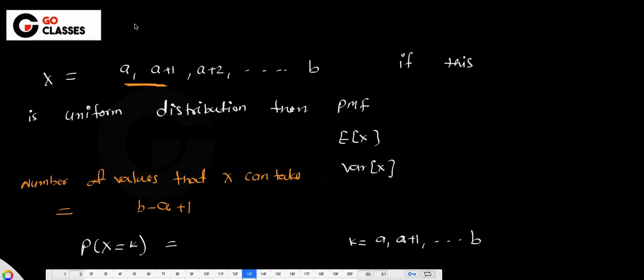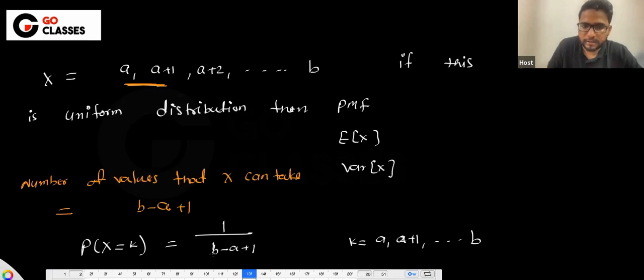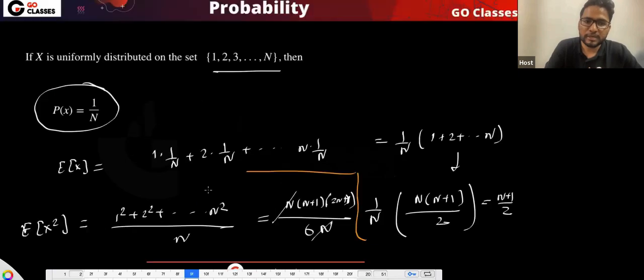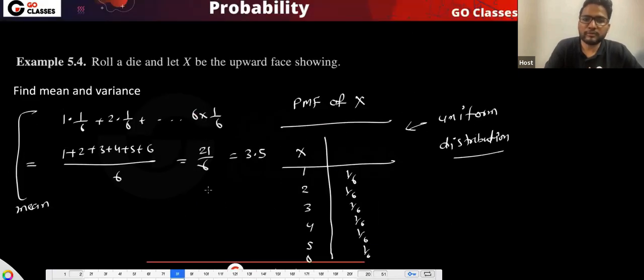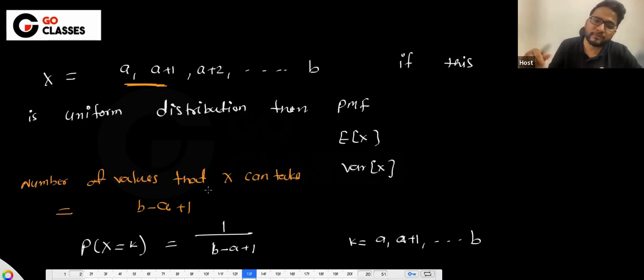Yes, so Deep is having the correct answer. Since every value here is equally probable, this is 1 upon b minus a plus 1. Earlier there were n values, so I was having 1 upon n, and before that, in the dice example, there were 6 values, so I was having 1 upon 6. Similarly here I have b minus a plus 1 values, so I will be having PMF as 1 upon b minus a plus 1.